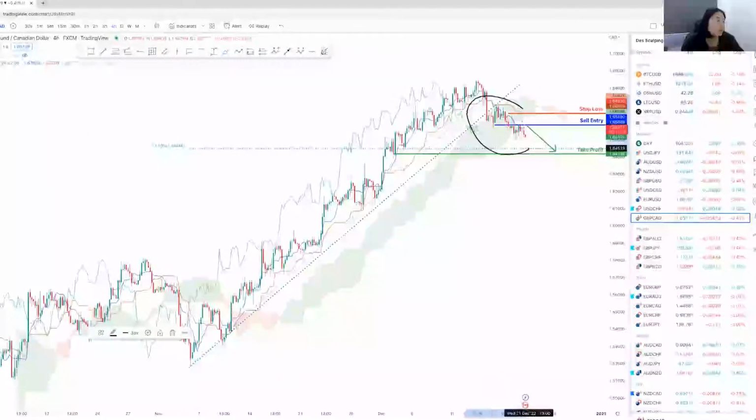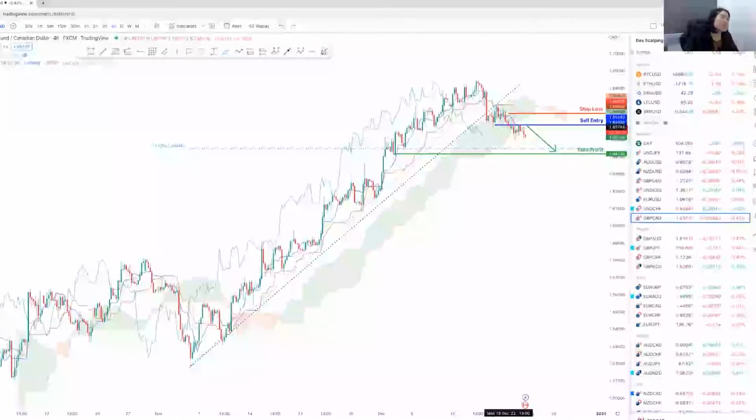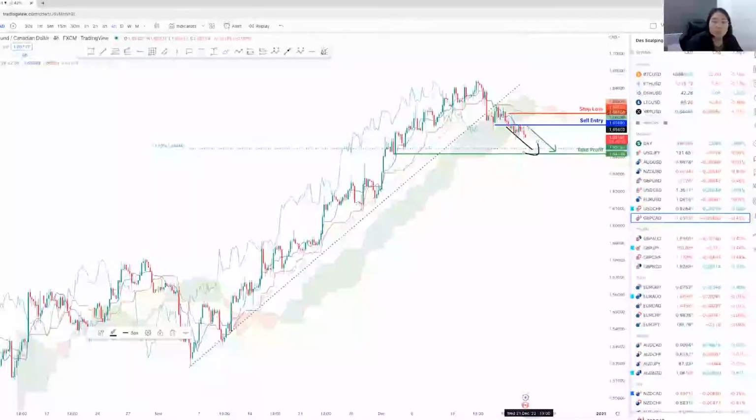Price breaks the Ichimoku cloud. So this is double confirmation for me that trend is reverting and I should be entering for a sell. So using trend line, you will be able to find setups. You'll be able to find your entry, your stop loss, your take profit.